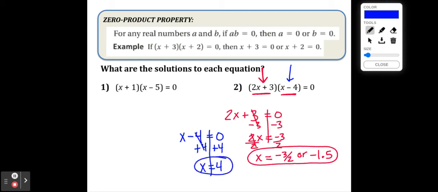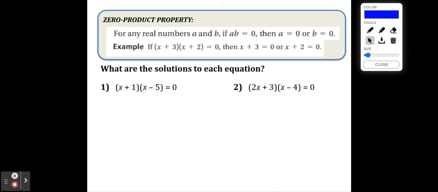Okay, so I have 2 solutions. If you were to go back into the equation and plug in 4 in both places you see x, you're going to get a product of 0. And if you were to plug in the negative 1.5 in both places that you see x, you're also going to get a product of 0. Okay, let's try another one.